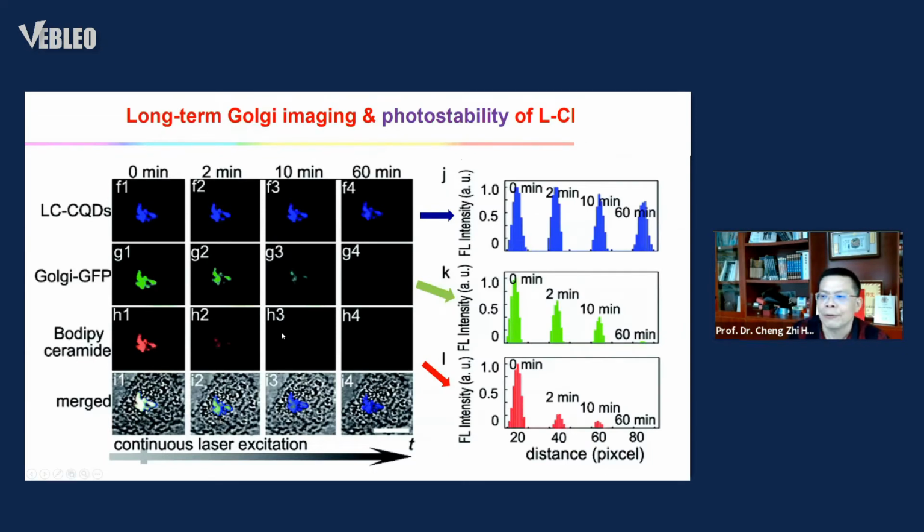It was found that the carbon dots have very good photostability, even under irradiation with light for more than 60 minutes. The intensity only decreased to 80%, indicating that the L-type carbon dots have very good photostability, which was much better than commercial dyes and the Golgi-GFP.